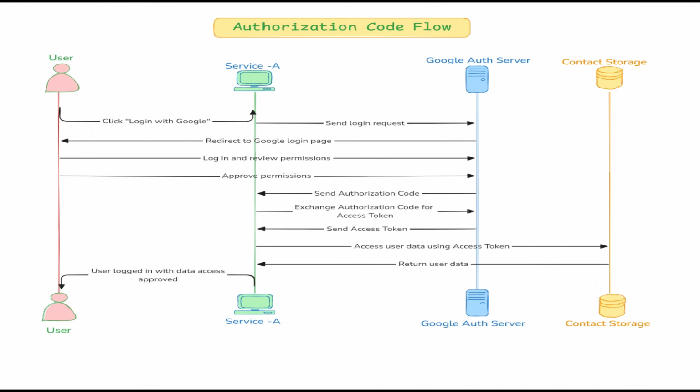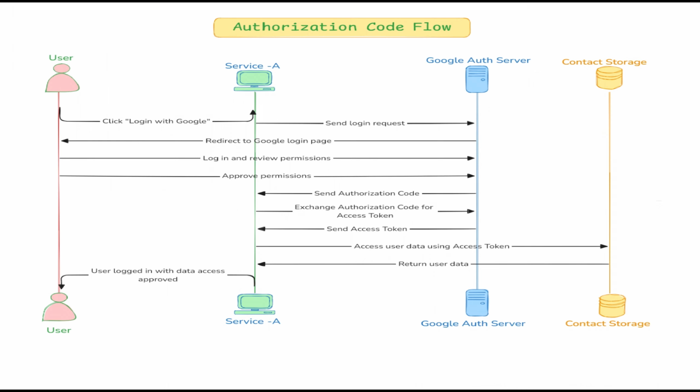First, you click on Login with Google or any other service on the website. Then the website sends a request to the service you have picked, like Google Authorization Server. Then you are redirected to Google's login page, where first you log in and then are shown a permission page. This page shows the data like your name and email that the website wants to access. Sometimes you can even choose which data you want to share. Once you approve the access, then Google sends an authorization code back to the website.